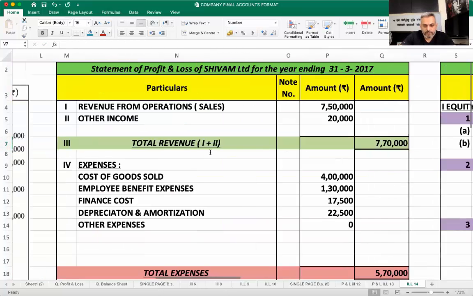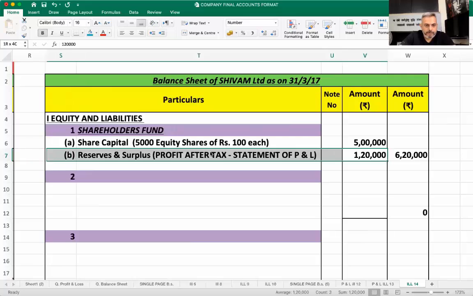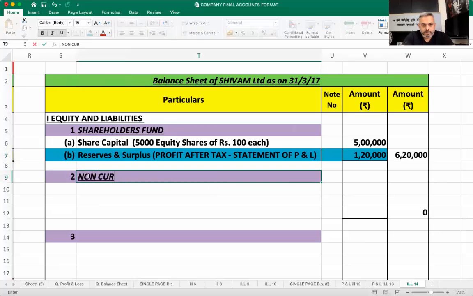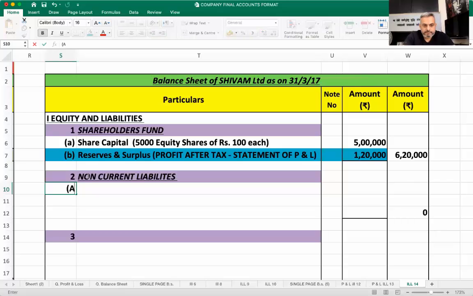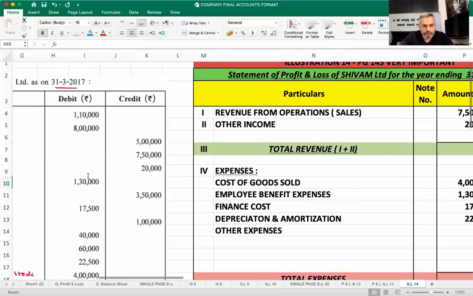So how much is that profit? 1,20,000. So important. Now I'll highlight this. So 6,20,000 in the outer column. Now second, non-current liabilities. Long-term borrowings, directly given in the sum.